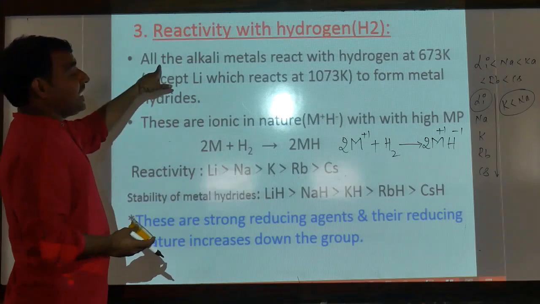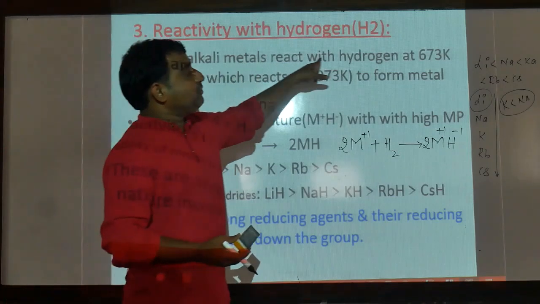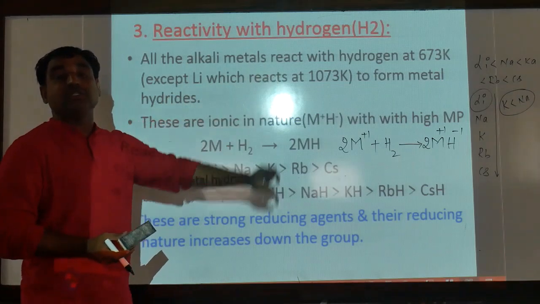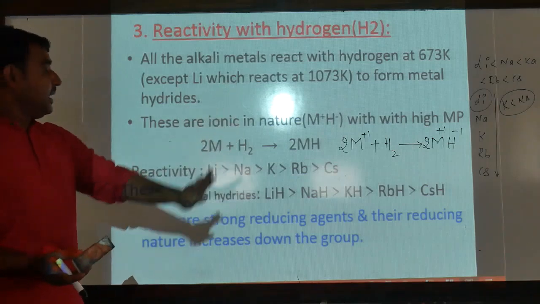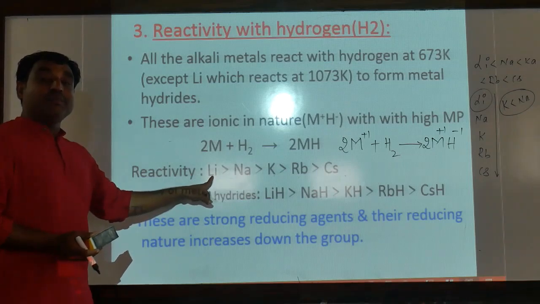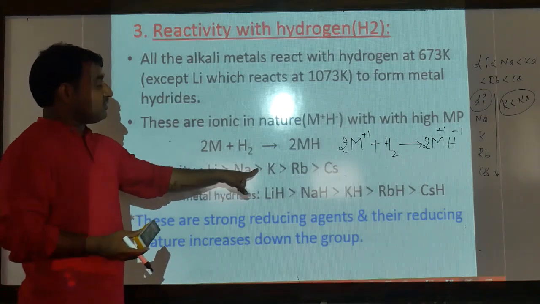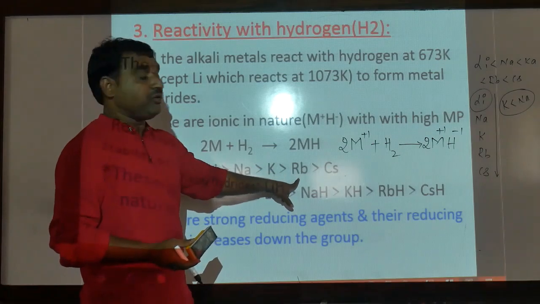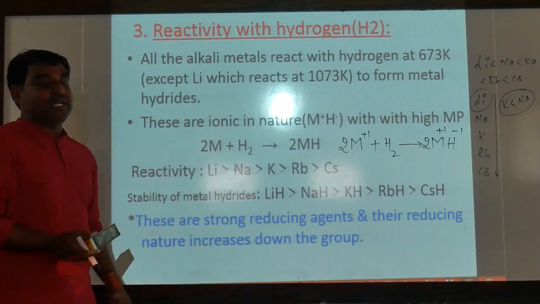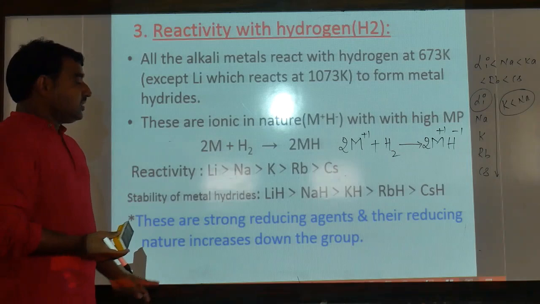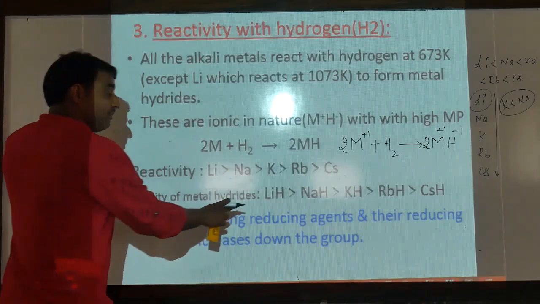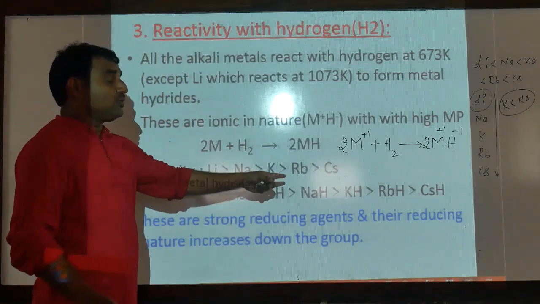But all except lithium react with hydrogen at 673 Kelvin. Only lithium reacts at 1073 Kelvin. That will also form metal hydrides. Reactivity of these metal hydrides: lithium hydride is more reactive than sodium, sodium more than potassium, potassium more than rubidium, rubidium more than cesium. Now, stability of the metal hydrides. As we move from lithium hydride to cesium hydride, stability decreases. Lithium hydride is more stable than sodium hydride.